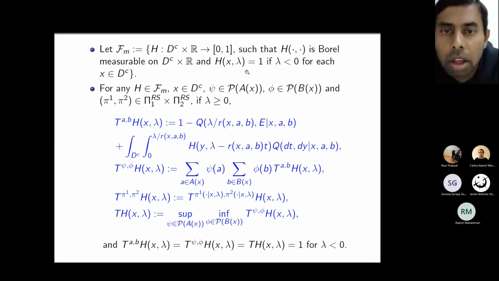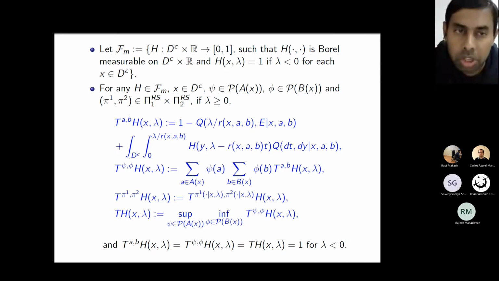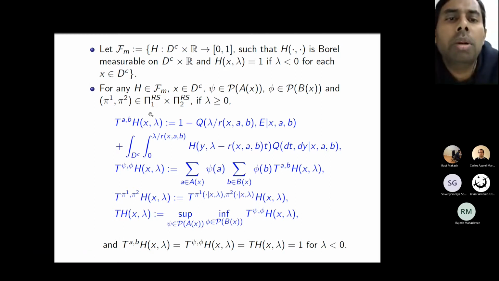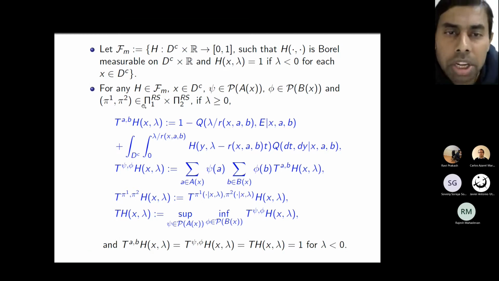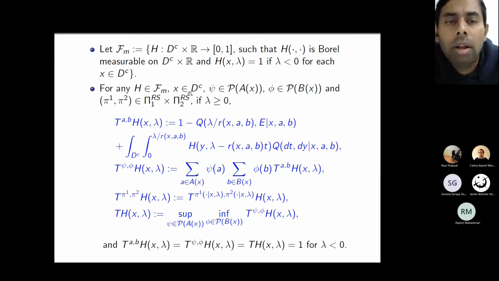Now, given this psi, so script P A x and script P B x are basically probability measures on A x and probability measures on B x. Remember why these are coming? Because the policies are basically choosing some probability measures. So the players are choosing actions according to some probability measures. And if you choose some pi 1 and pi 2 in randomized stationary policies, then I'm defining this operator.